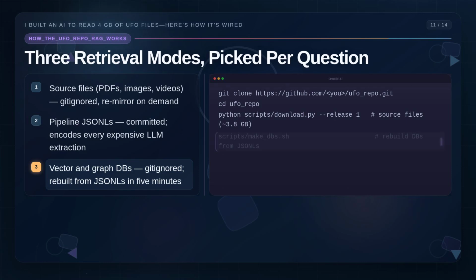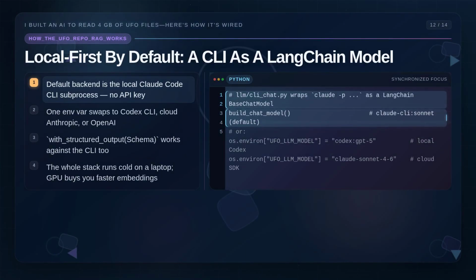Global questions, like what are the themes, route to the community summaries, because those are pre-computed paragraphs about clusters of related entities. And the hybrid mode runs all three and merges, which is what you want for cross-cutting questions that span multiple retrieval strategies.